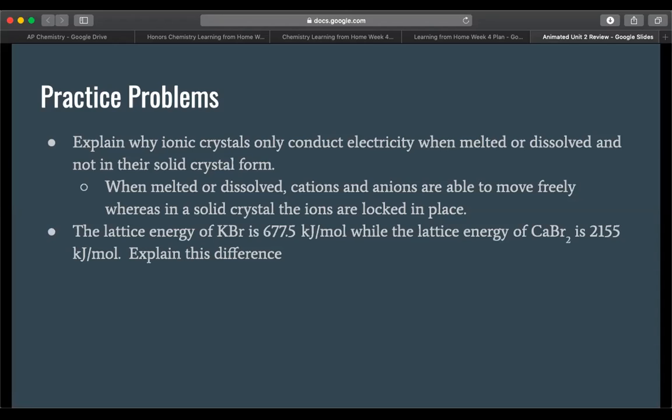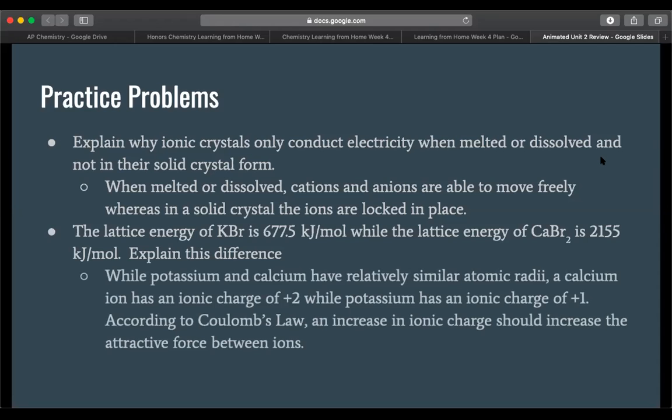If you look at the periodic table, potassium and calcium are right next to each other, which means they are almost exactly the same size. So it can't be distance. So it must be charge, because the answer is always distance or charge. And you know that calcium has a larger amount of charge. Done.